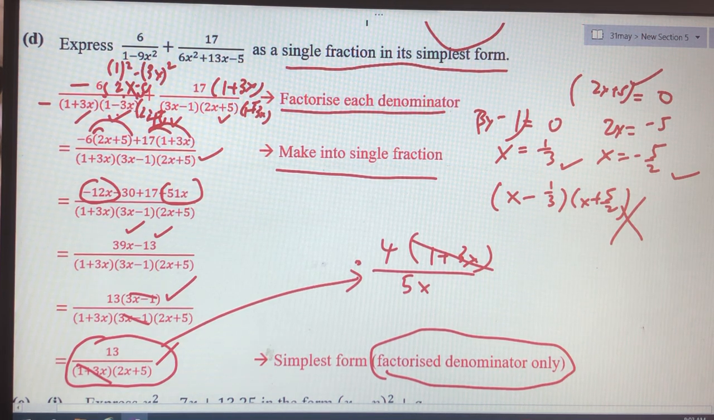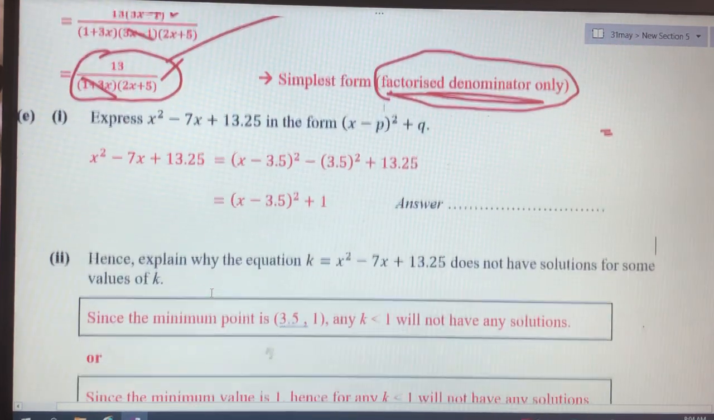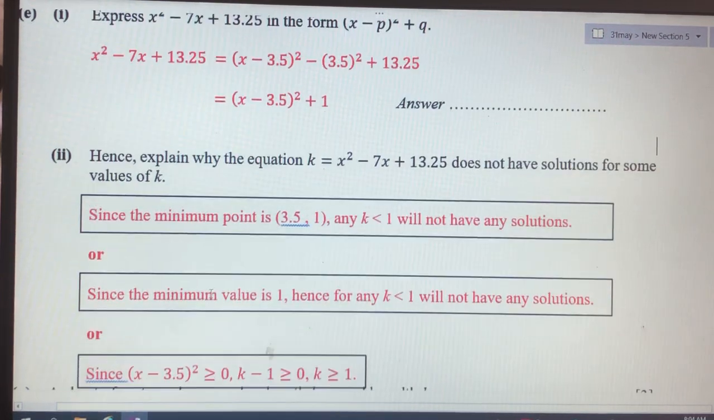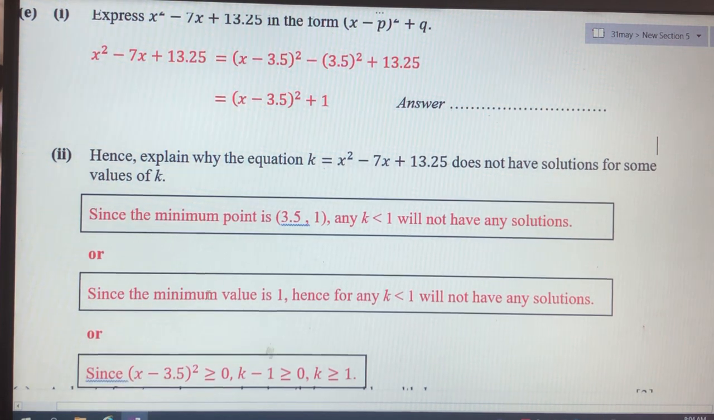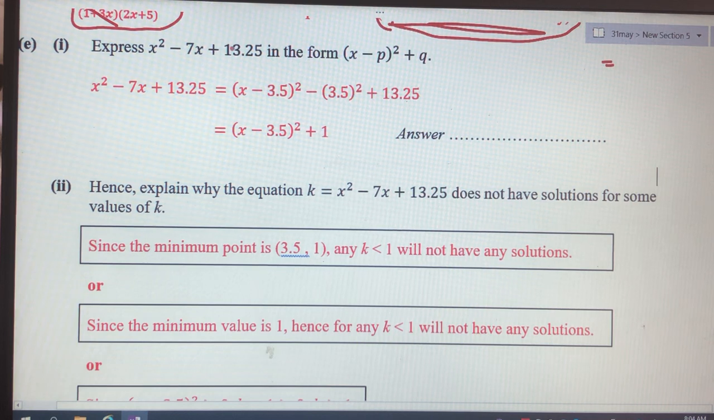Divided by this, and then you end up with a simpler expression. If you were to expand it, right, then you have to factorize again before you can simplify. So the simplest form of this fraction is the factorized denominator form. All right, that means you don't expand the denominator, okay? Now the next part is on completing the square. Okay, how to complete the square?